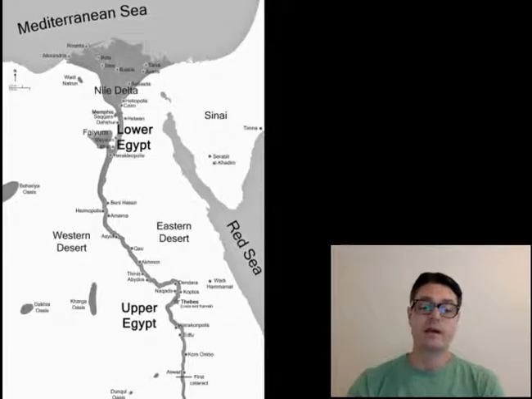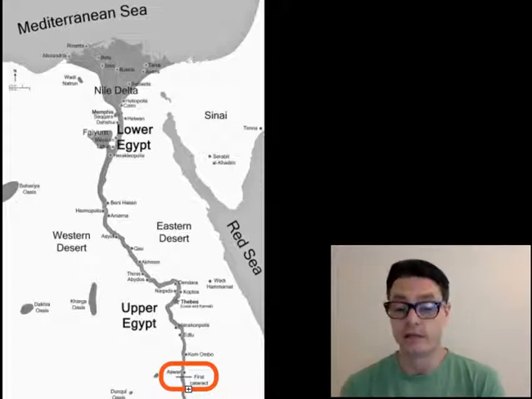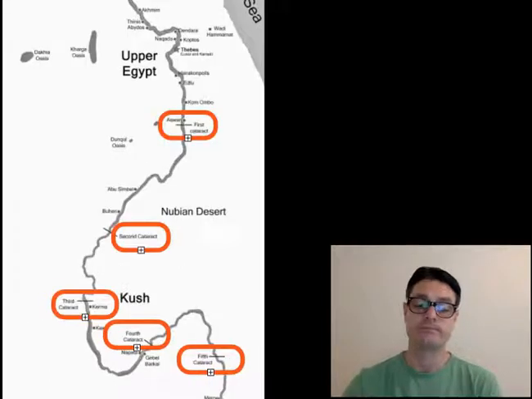So we can see another little map here, and we can see the 1st cataract at a place called Aswan, which is now where the Aswan Dam is. It's been there for almost 100 years, and that is what now stops the annual inundation, or the annual flooding of the Nile. It no longer occurs as a result of that dam.